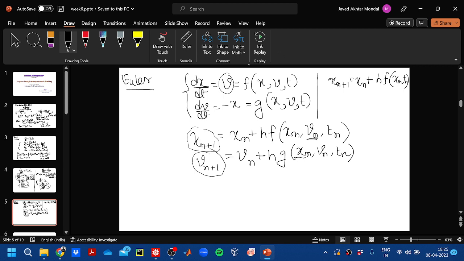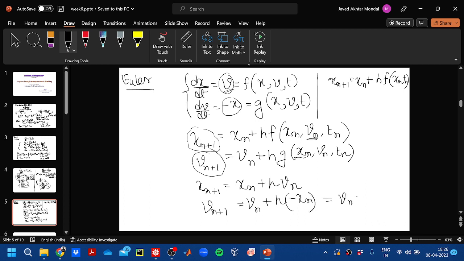So for our given example, what will be the update rule? The update rule will be xn plus 1 equal to xn plus h, and the function is only v, so it will be vn. And vn plus 1 will be equal to vn plus h, and here the function is minus x, so it will be minus xn.